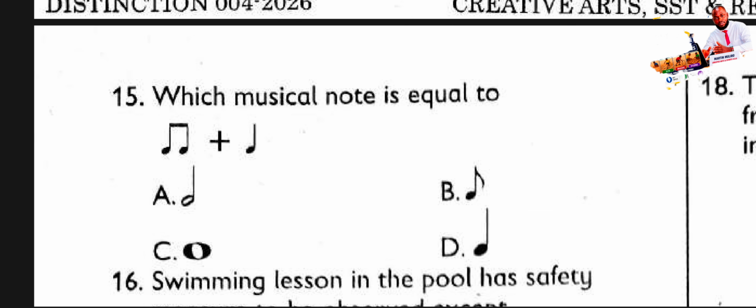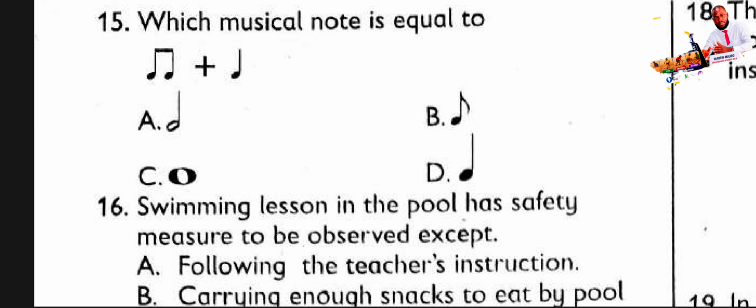Number 15, which musical note is equal to two quavers and a minim? So one quaver is a half. So if there are two, that is one, plus one, which is a crotchet, is also equivalent to 1 beat, that is 2 beats. So the note that is equivalent to 2 beats here is minim, which is A.